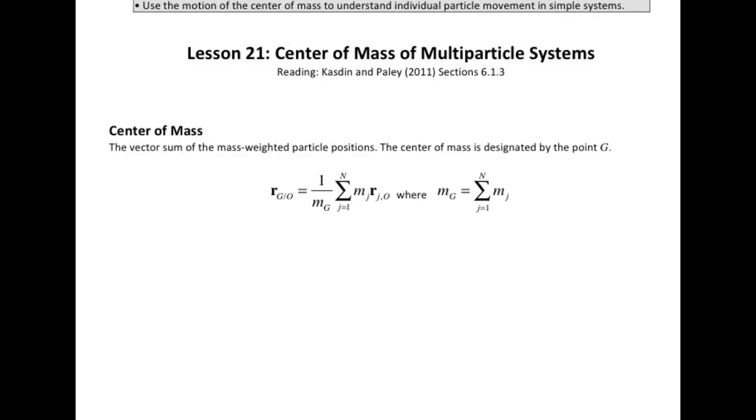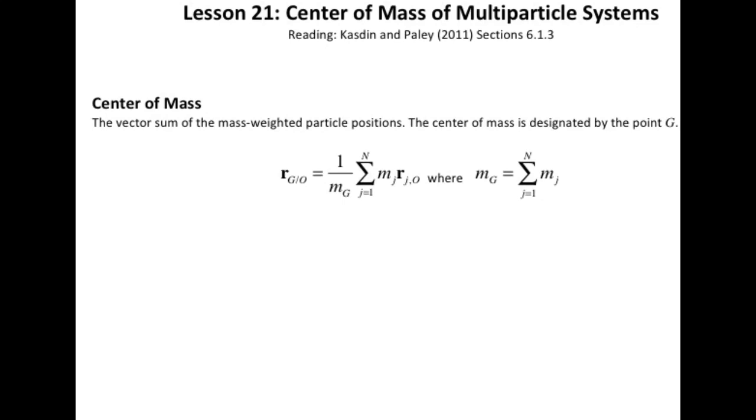So to locate that, we're going to add up all the particles, all the mass of all the particles, and that's the m_G, which is the sum of the masses m_j, where j is equal to 1 through the number of particles. And then the location of the center of mass is simply this vector sum of these mass-weighted particle positions. So if we've got a position vector to a particular particle, we're going to multiply that by the mass, and we're going to continue to do that for all of our particles, and then we're going to divide by the total mass.